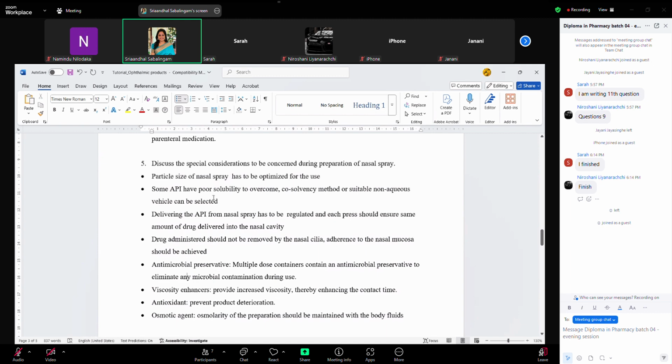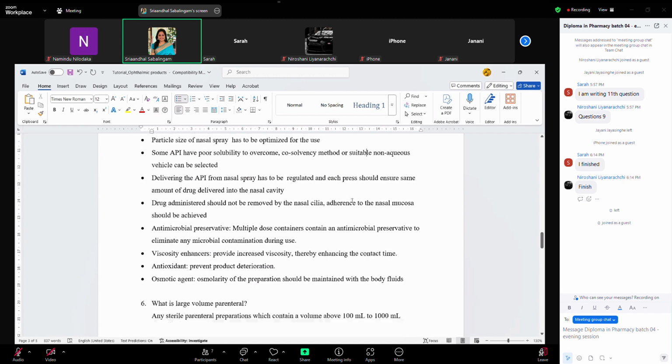The only thing is, you don't always need a sterile preparation for a nasal spray. Sometimes it can be sterile, sometimes non-sterile. So it is not compulsory, unlike ophthalmic preparations. And ear drops, ear preparations, definitely don't have to be sterile in any way, right?